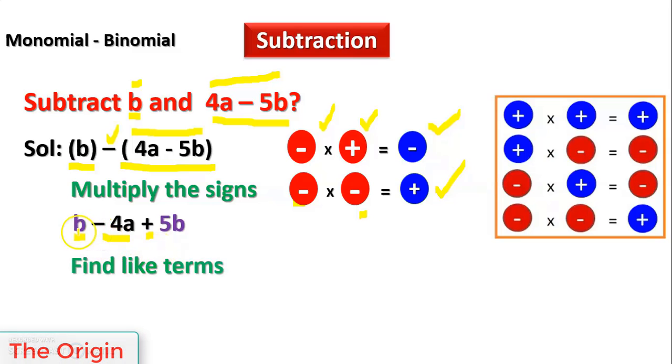Next, find like terms. Here b, here a, these two are unlike terms, and here is b. So these two are like terms. Observe the color of the alphabets, b and b. Separate the b terms: b plus 5b, minus 4a is a different term. If there is no coefficient, you should give 1 here, that means 1 into b. So the number here is 1, here 5, same signs are there, add it. 5 plus 1 is 6, 6b. 6b minus 4a is the answer. This is monomial by binomial subtraction.